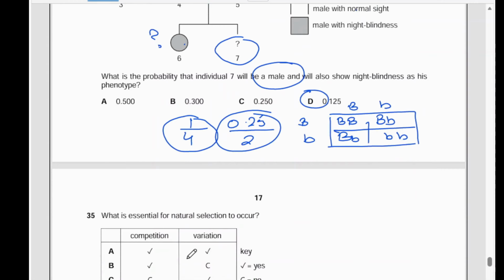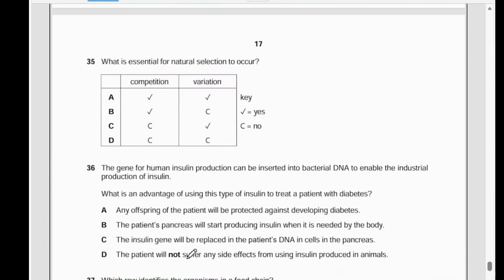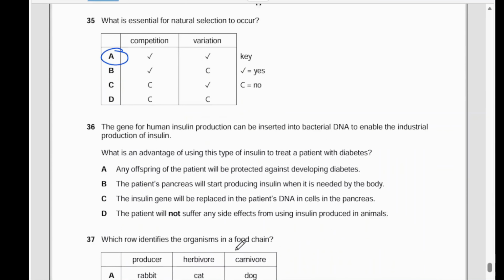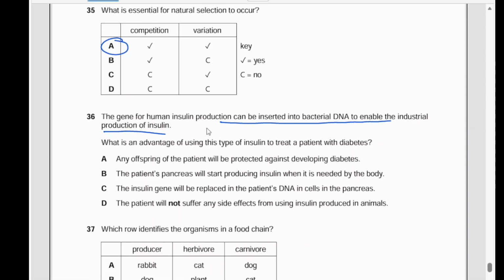Okay, what is essential for natural selection? Variation, yes. They would survive if there is genetic variation. Correct. The gene for human insulin production can be inserted into the bacterial DNA for the production of insulin. What is the advantage of using this type of insulin for a patient with diabetes?